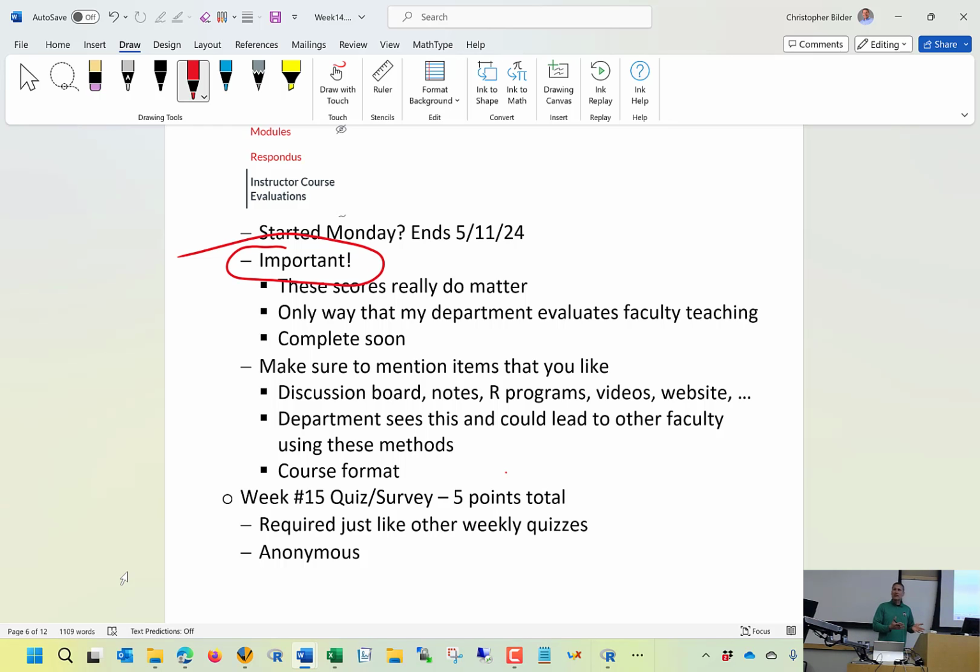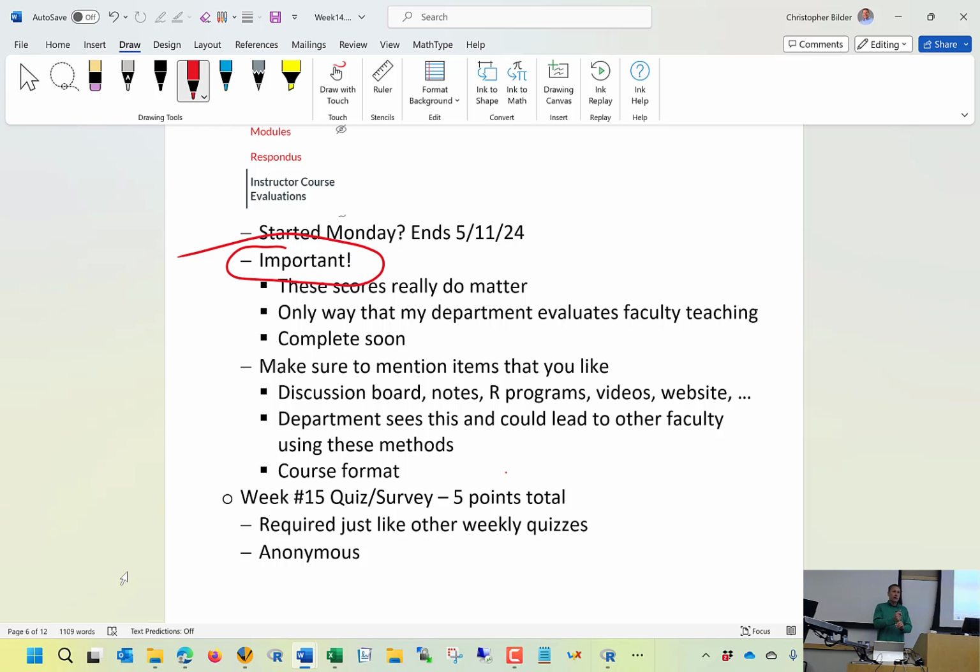When I was an assistant and associate professor, we only had paper-based ones back then. I had to turn in every single student evaluation I ever had. I would have a binder like that thick of course evaluations. So these are truly important.